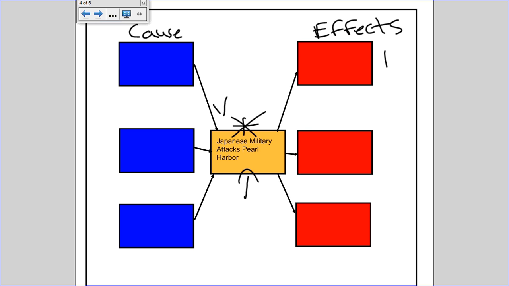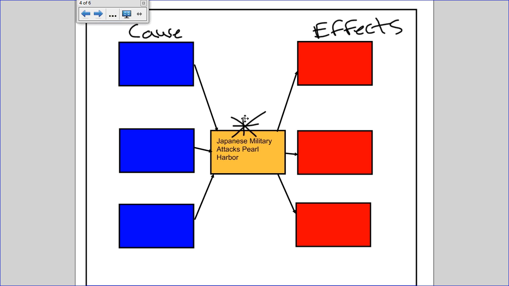So that's the way we read it. We'll get to the checklist later, but once you've done your multi-flow map, if you cannot read it that way, cannot say because, read what's in the box, and then read Japanese military attacks Pearl Harbor, your map needs to be worked on again. All right, so let's take a look at this. Japanese military attacks Pearl Harbor.